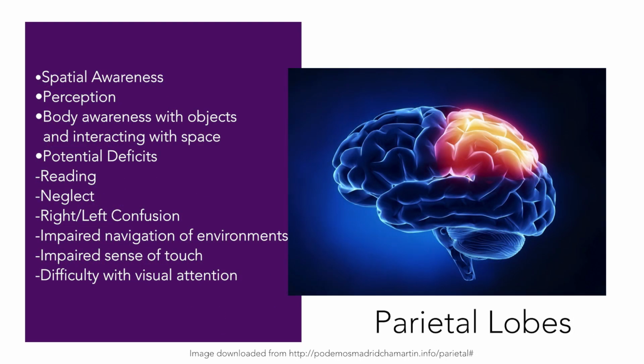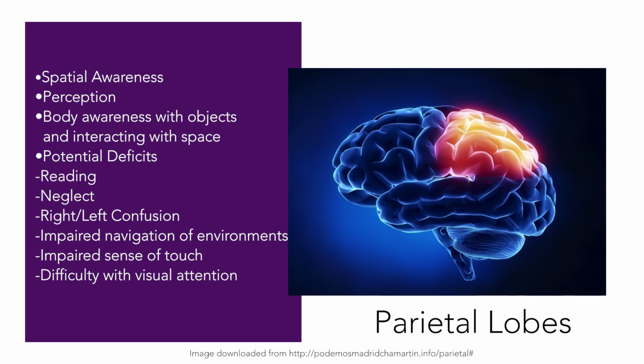So keeping with the discussion of the parts of the brain and their functions, moving posteriorly now from the frontal lobes, we have the parietal lobes. The parietal lobes contain the sensory cortex, in which information is received from various parts of the brain and the spinal cord about different sensations. This lobe is also involved in spatial awareness, perception, and body awareness with both objects and interacting in space. For example, some people with injuries to this part of the brain can have more difficulty navigating familiar areas and difficulty with using familiar objects like a toothbrush or a key to a house.